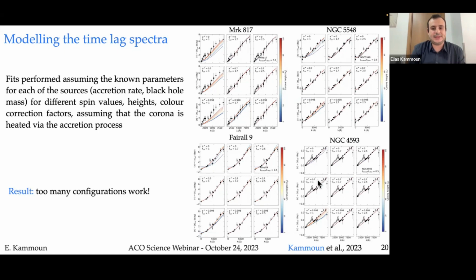Now what we can say is that the model is working too well. We don't want it to be that good. It's fitting by just fixing the accretion rate to what the accretion rate should be. It works for different combinations of spins, of heights, of color corrections, of powers.